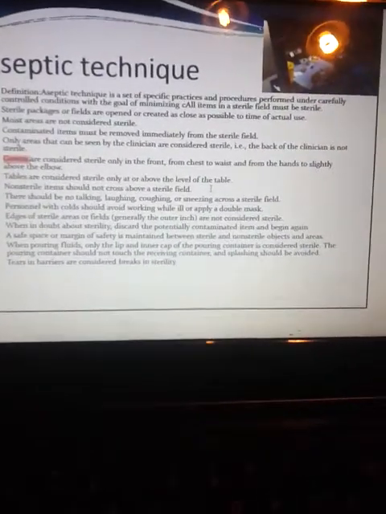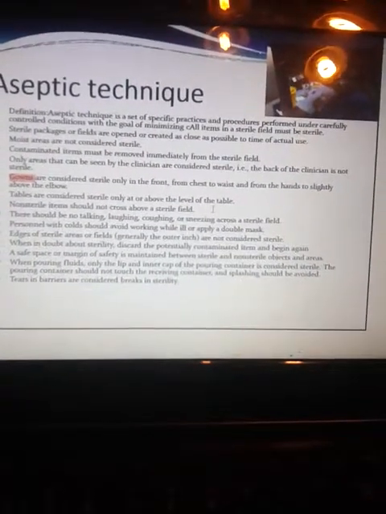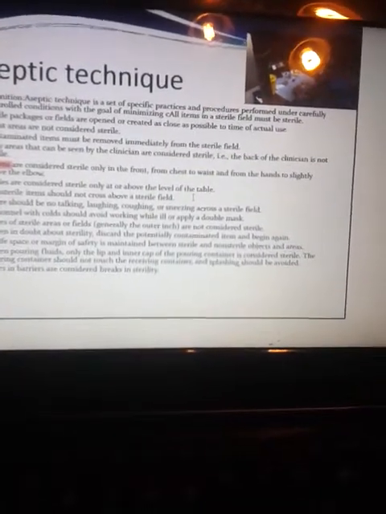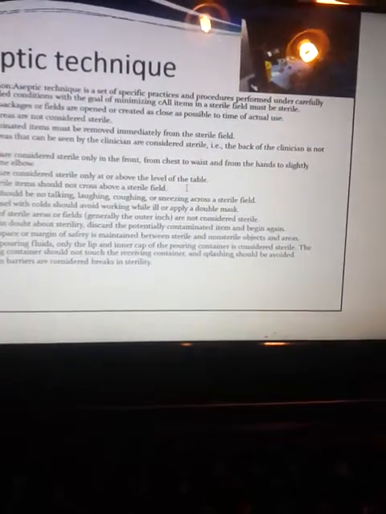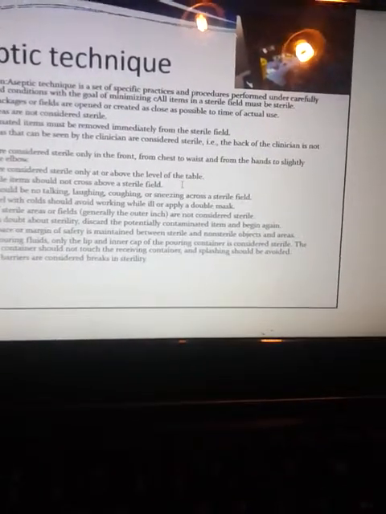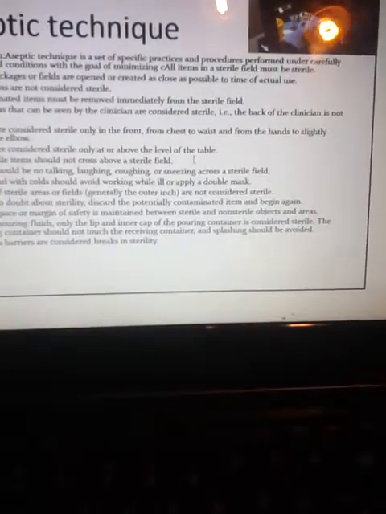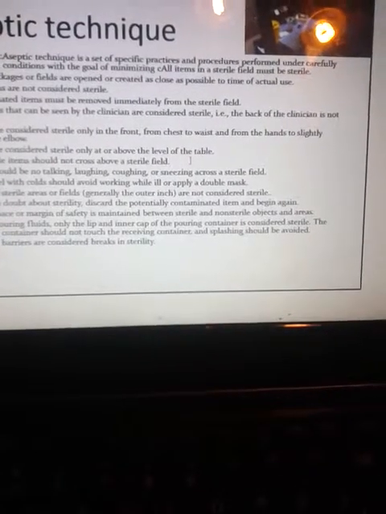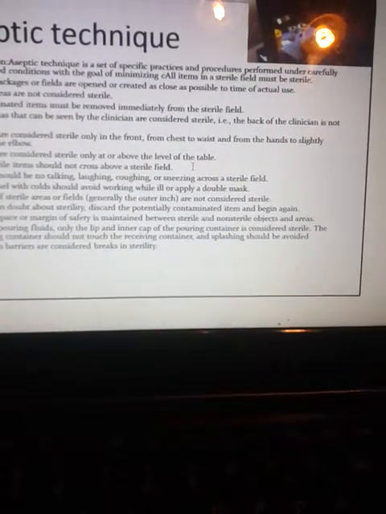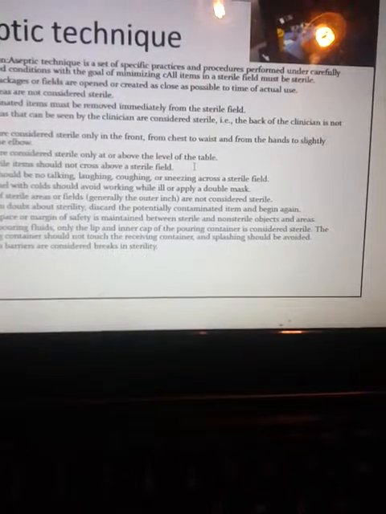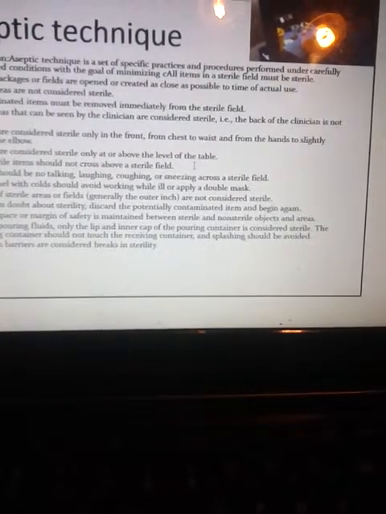Aseptic technique. Definition: aseptic technique is a set of specific practices and procedures performed under carefully controlled conditions with the goal of minimizing contamination. All items in a sterile field must be sterile. Sterile packages or fields are opened or created as close as possible to the time of actual use. Moist areas are not considered sterile. Contaminated items must be removed immediately from the sterile field.